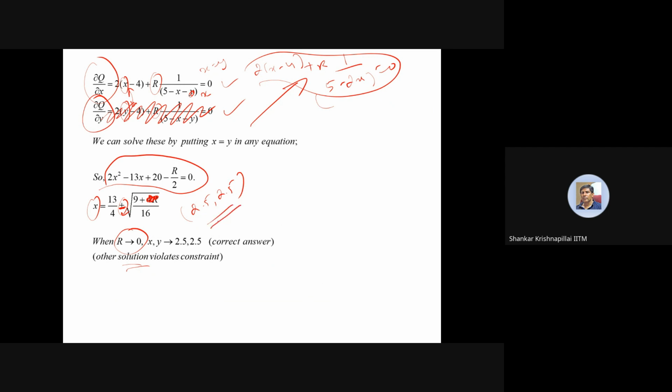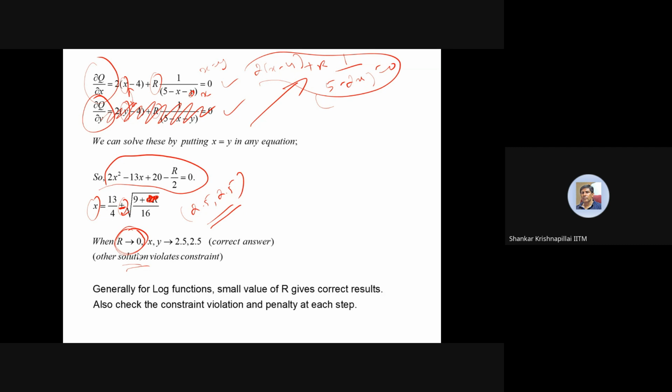So from this simple example, we can see that generally for logarithmic functions, we get the correct solution when r tends to 0. That is the tip we have obtained from this simple analysis. Generally for log functions, a small value of r gives the correct result. And at every step you have to check the constraint violation and the penalty.